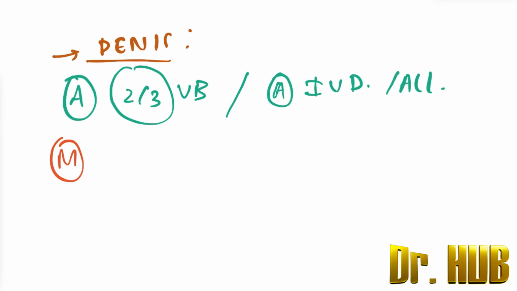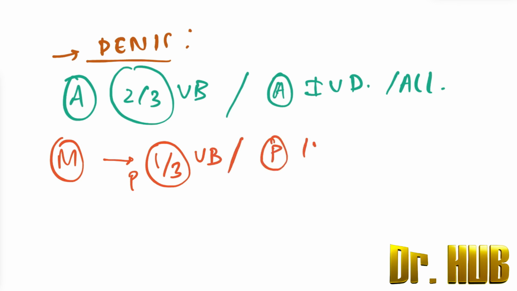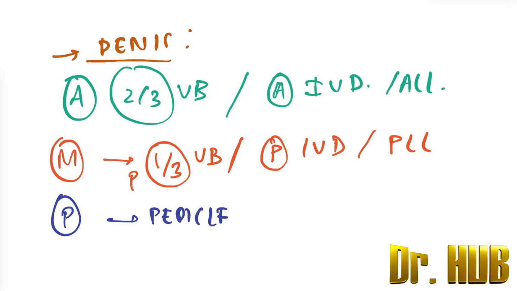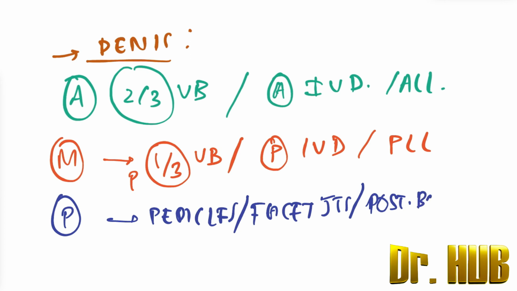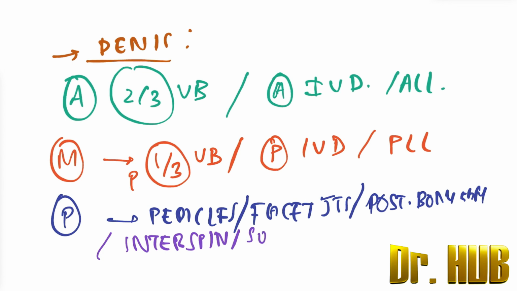Now when we spoke about the middle column, we had the posterior one-third of the vertebral body, the posterior part of the intervertebral disc, as well as the posterior longitudinal ligament. When we spoke about the posterior column, it consists of the pedicles, the facet joints, and the posterior bony arch, as well as the interspinous and supraspinous ligaments.